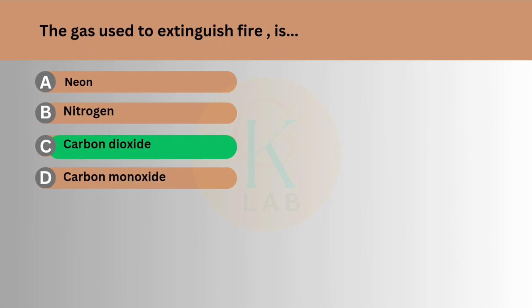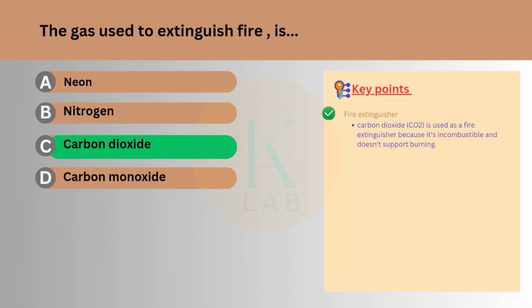Next question. The gas used to extinguish fire is. The correct answer is option C, carbon dioxide or CO2. Now some important facts about fire extinguishers. Carbon dioxide, CO2, is used as a fire extinguisher because it's incombustible and does not support burning.